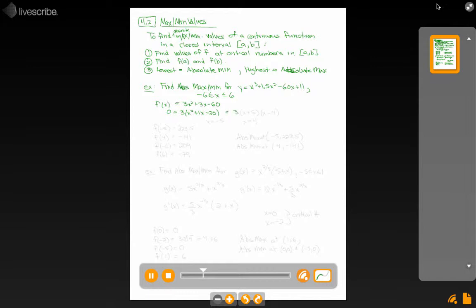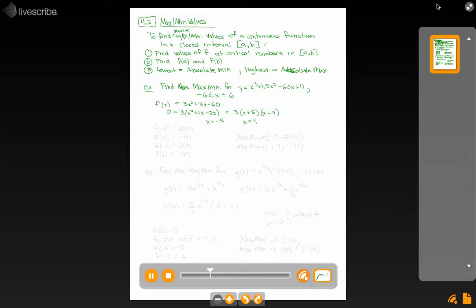So I've got 3 times x plus 5 times x minus 4. And so if I make that equal to 0, I find that my critical numbers are x equals -5 and x equals 4. So those are the only two critical numbers for this function at all. They do both fall in the interval we're talking about.